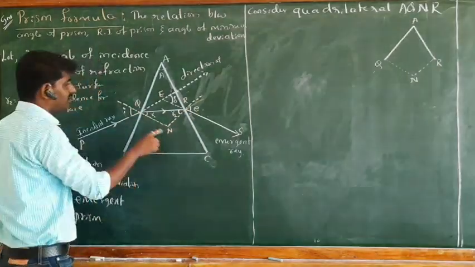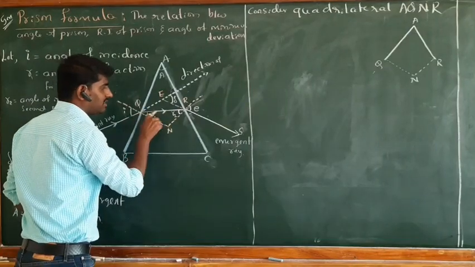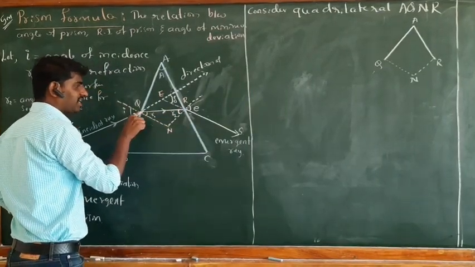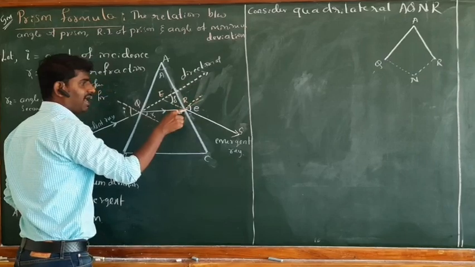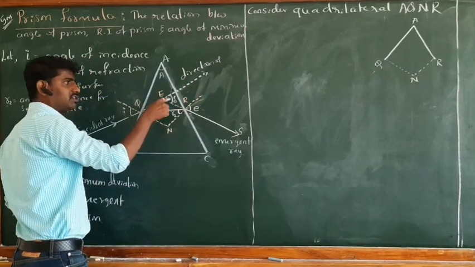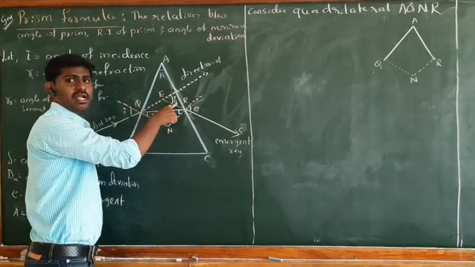Okay, and this is the refracted ray, and I have extended the incident ray. This becomes like this, and I extended the emergent ray backward. So this forms an angle. This is the angle of deviation.